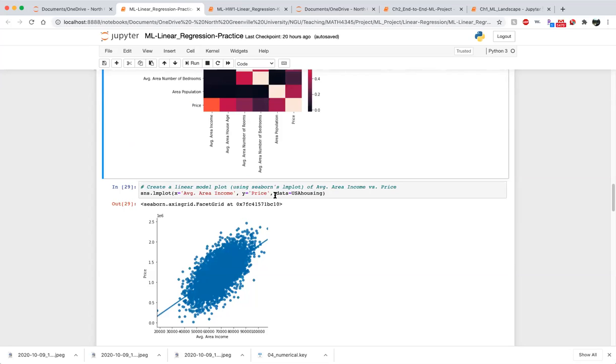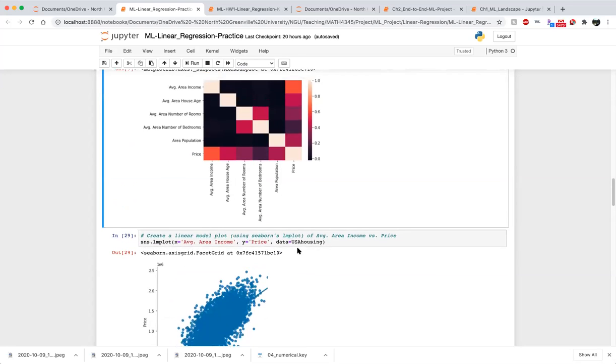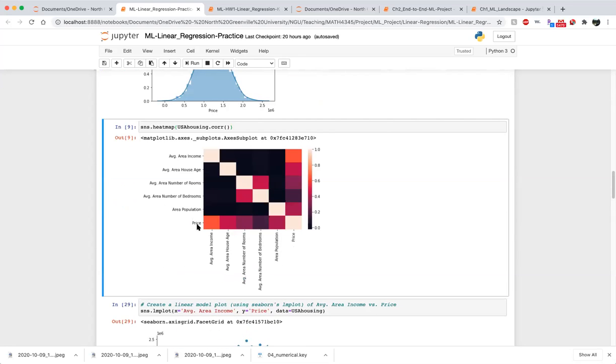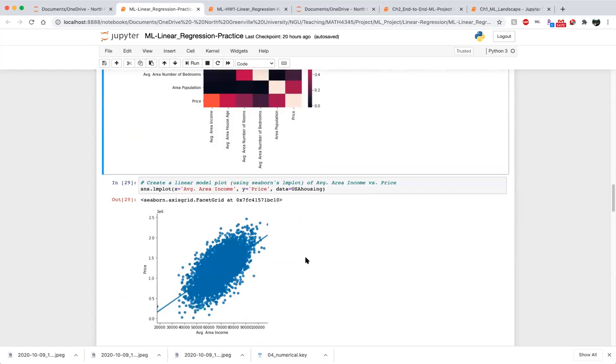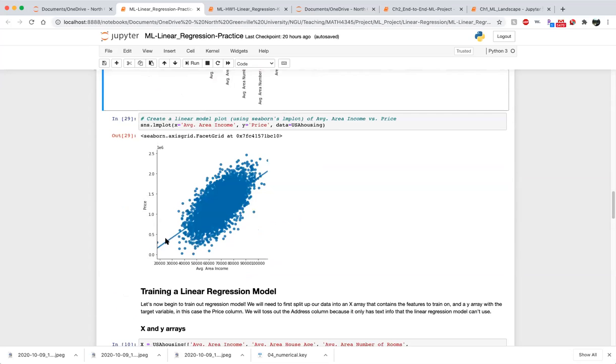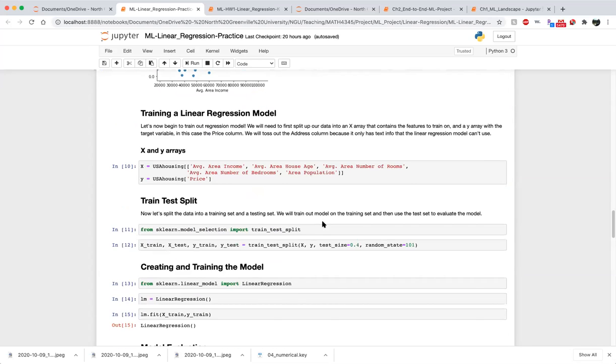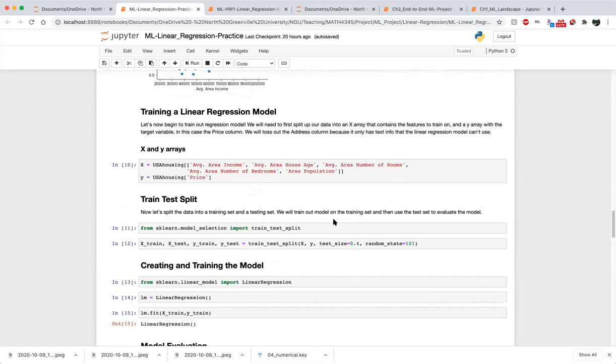Using this code, once you figure out that there is a correlation between average area income and the price, not fully but partially, we just plot it. Okay, so now we're going to start constructing the linear regression model. First, training a linear regression model, what does that mean?